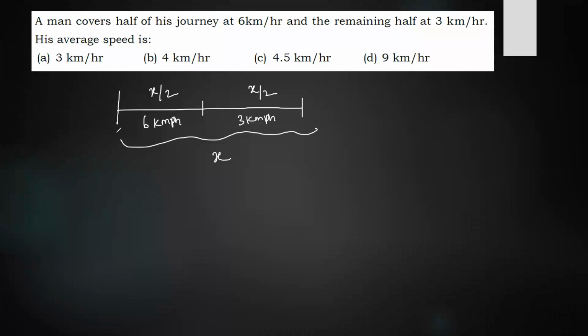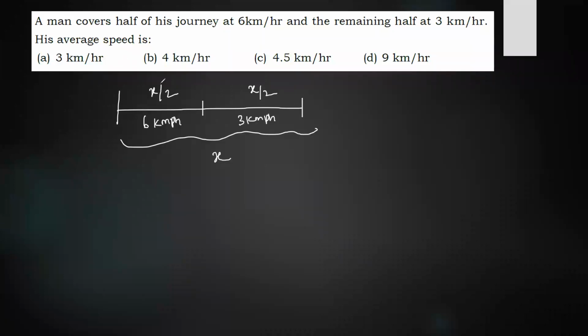So what will you use? We have three formulas, right? Average speed equals total distance by total time taken. Or we can use the arithmetic mean, or we can apply the harmonic mean. For this question, what is the formula for finding the average speed? Harmonic, arithmetic, or normal?